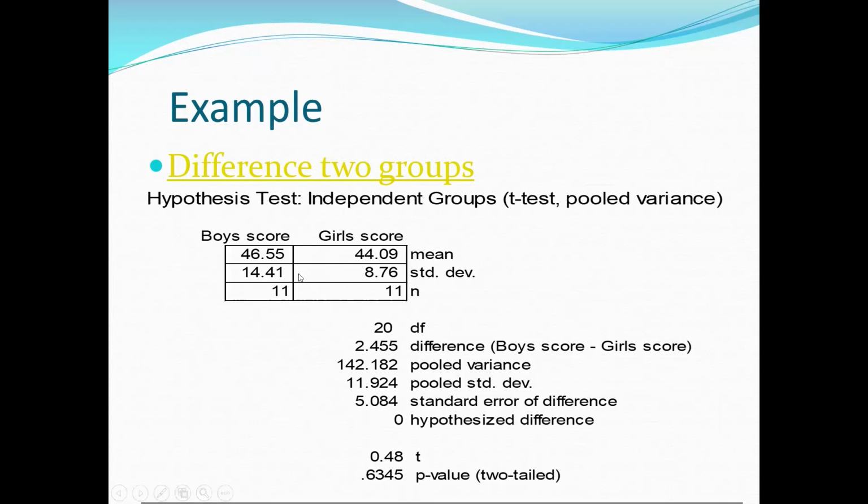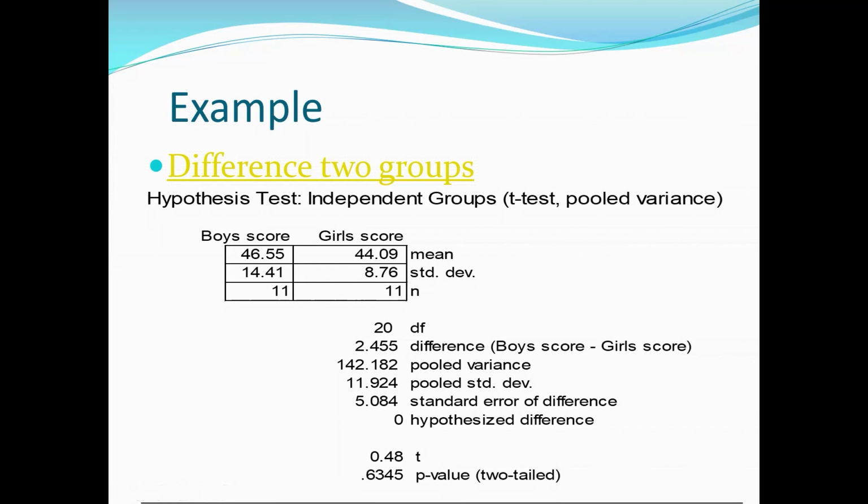Standard deviation is calculated. Mean and standard deviation are descriptive statistics. The boys' standard deviation is 14.41. Variation is more in the boys' score and less in the girls' score. The number of boys is 11 and the number of girls is 11. It may be different; it need not be the same. The difference is given here: boys' score minus girls' score. The difference is 2.455. So in this sample, there is a difference.